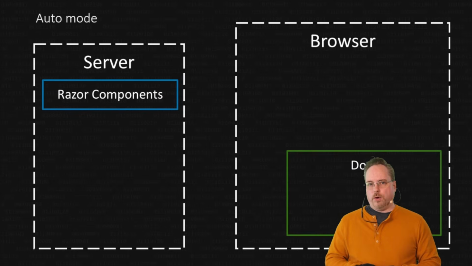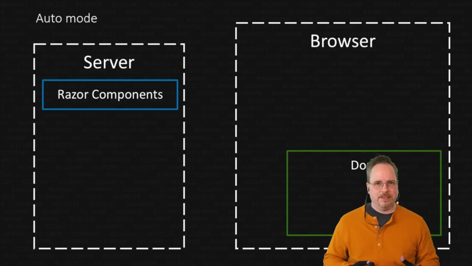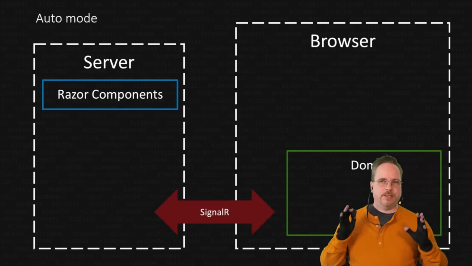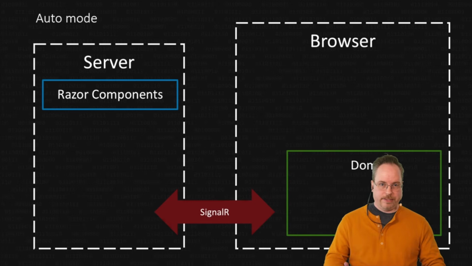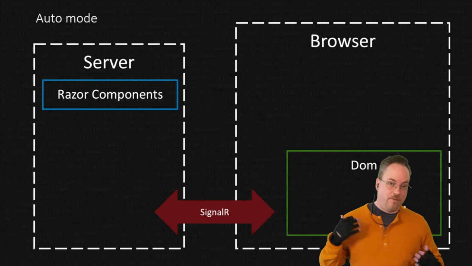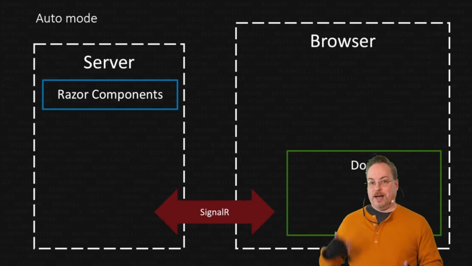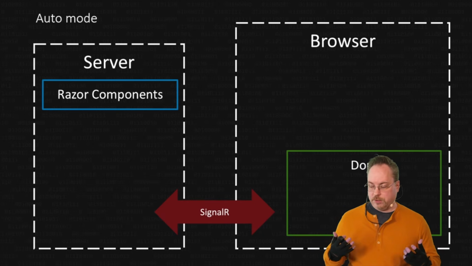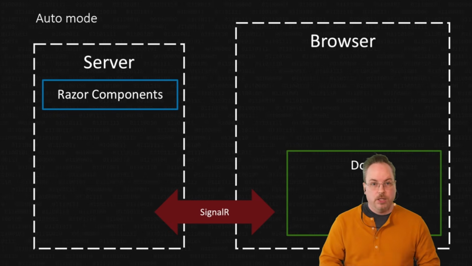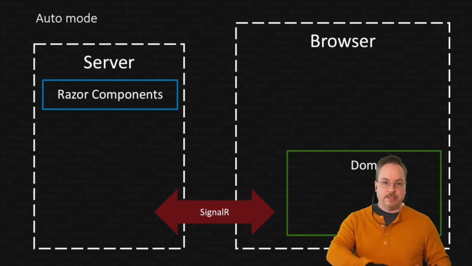Then we have auto mode. And auto mode is a really nice middle ground. Because what is happening is that we go to the site for the first time, and then we're going to have SignalR connected. So we're going to get that fast initial response, fast initial interactivity. So we're going to get initial load fast.